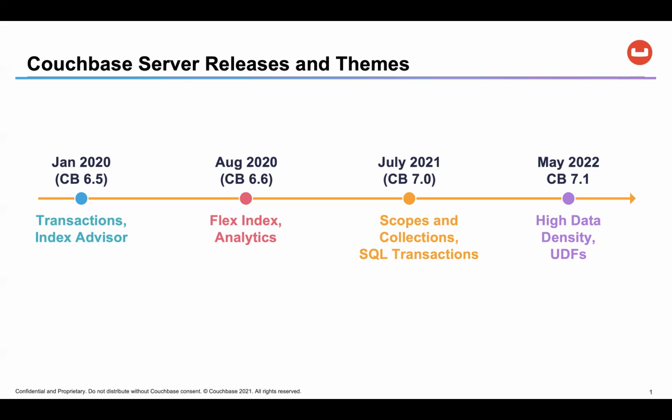In the summer of last year, 7.0 became available. This is a major release for us, and it included a fair amount of new functionality. And this slide only highlights just two of them. First, a new way to optionally organize data in Couchbase, scopes and collections.